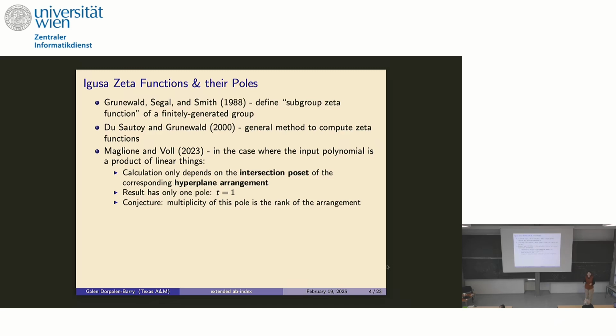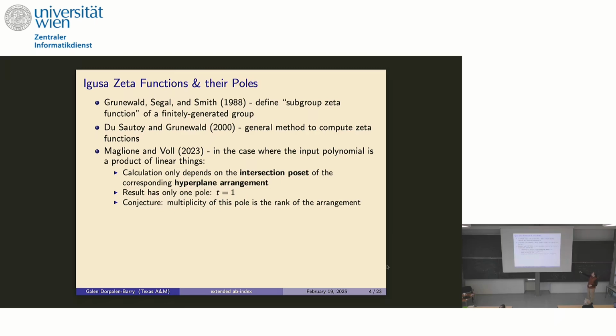And one of the questions that people are often interested in has to do with finding the poles of these zeta functions. Two years ago, Maglione and Voll started looking at a special case. These things are difficult to compute, but you want to understand their poles. So they said, okay, what are the simplest few cases we can think of? I think the simplest case is technically a single monomial, but they looked at a polynomial that factors into linear factors over the reals.